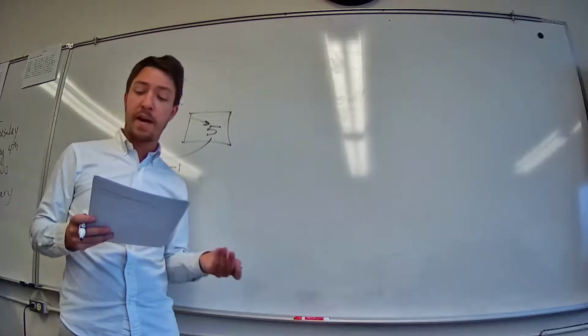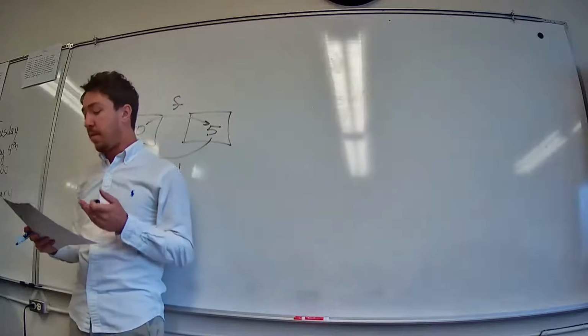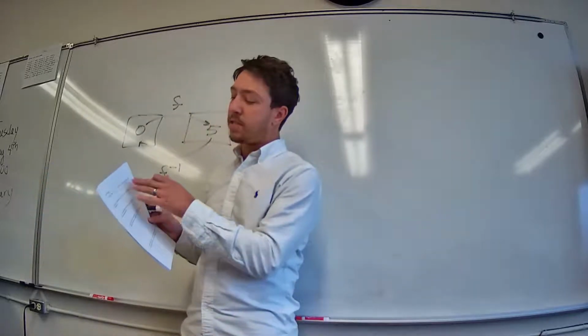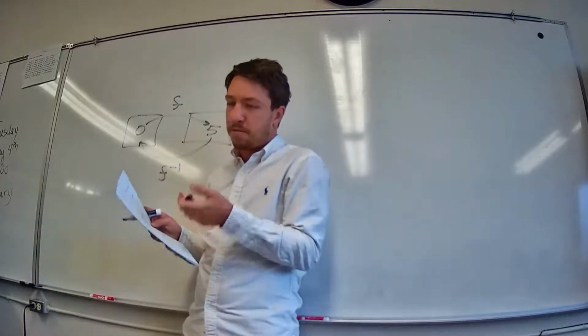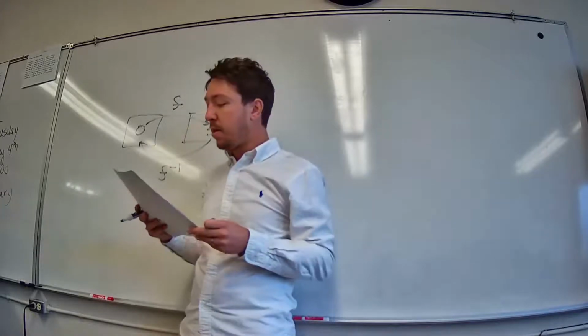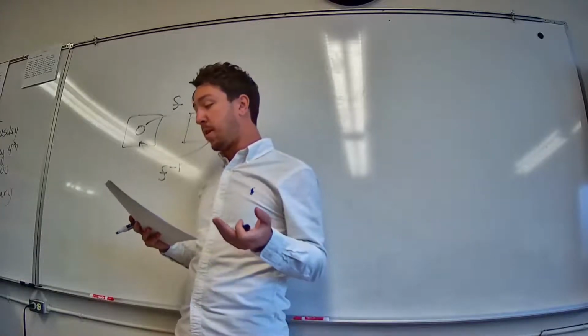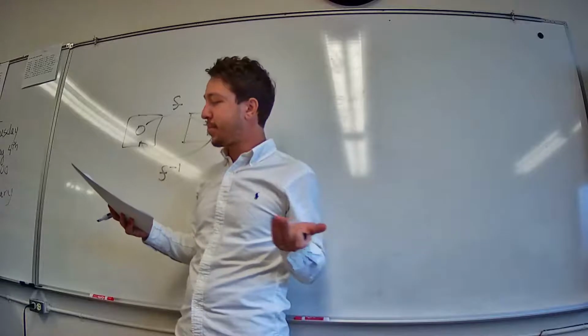Okay. How about number 5? Number 5 says if g of x is equal to f inverse of x, so g and f are inverse functions of each other, and f of 2 is 0, then what's g of 0? 2.